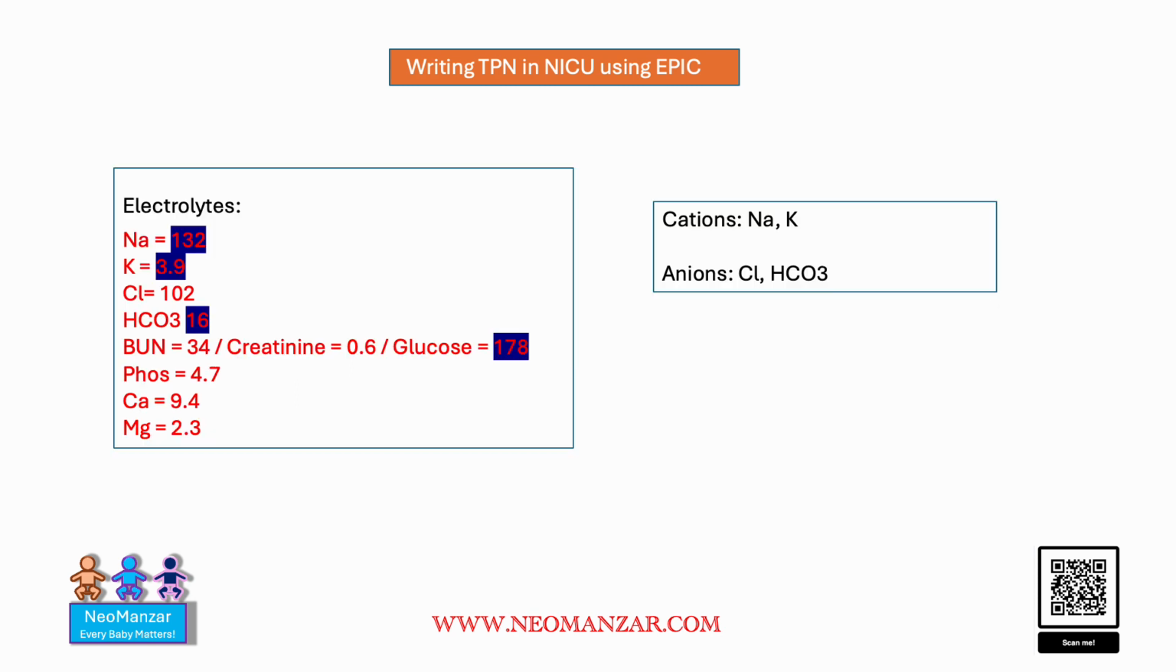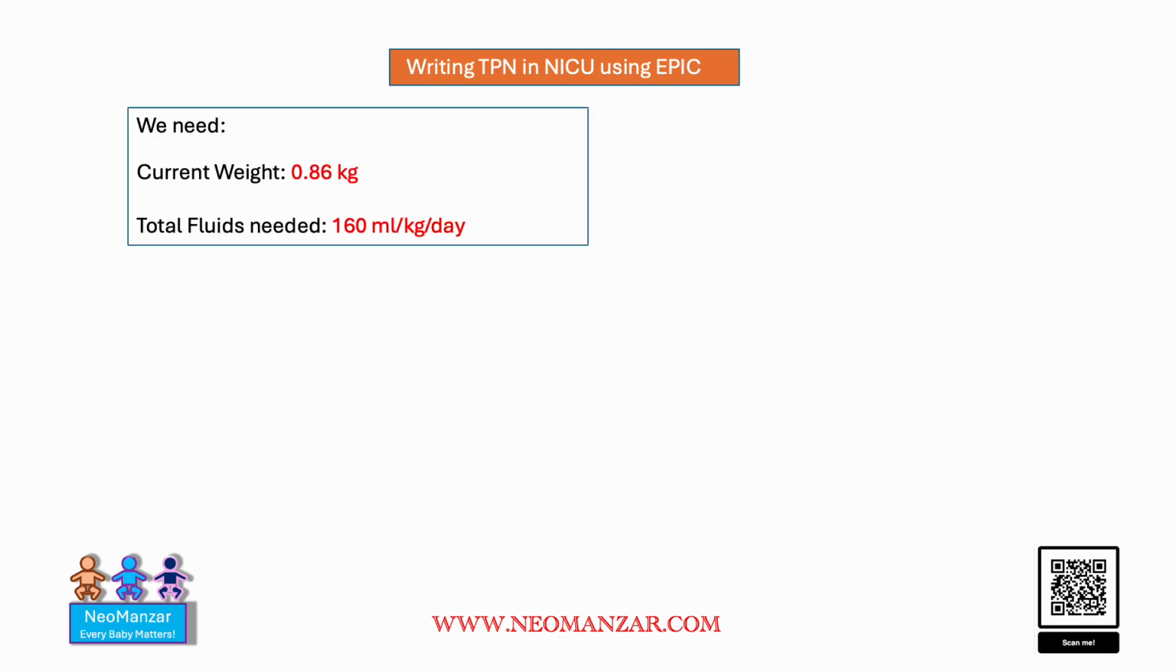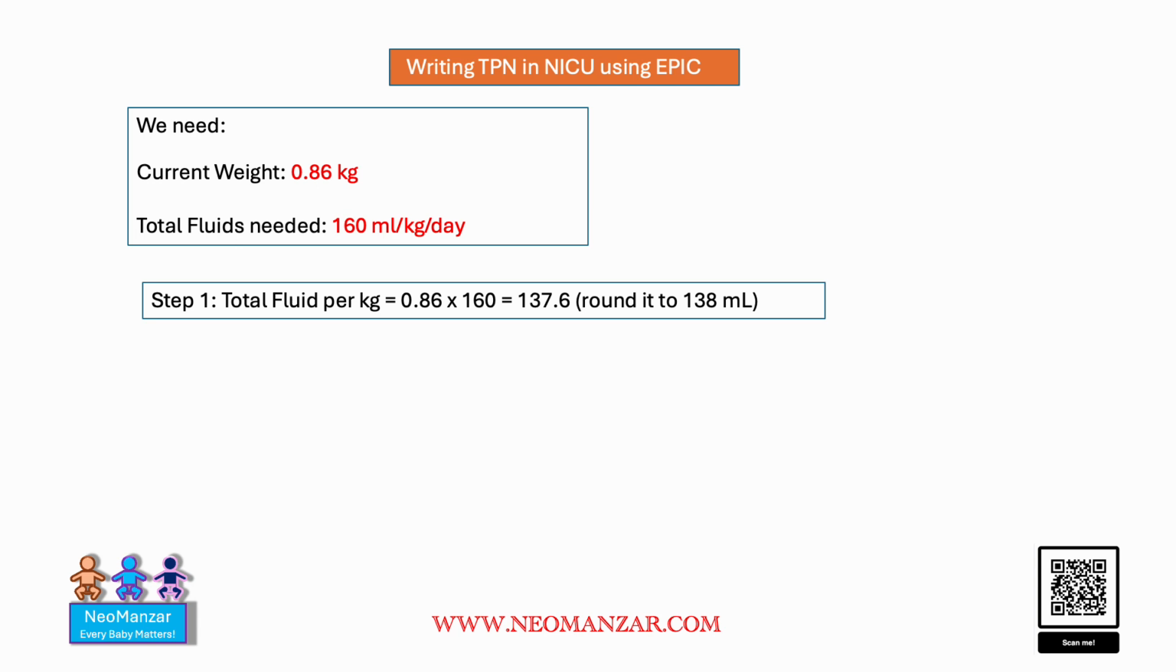So now let's go to the next slide. Again, a revision that you have to remember what is abnormal in the electrolytes, because you have to use a combination of your cations and anions, and I'll walk you through how you do that. So let's start. We need weight and we have fluid. The first step is to calculate how much total fluid the baby requires. In this case, you multiply and you get 137.6.